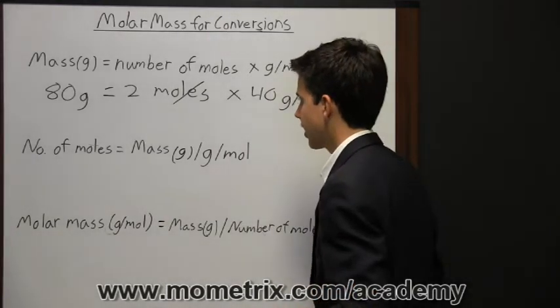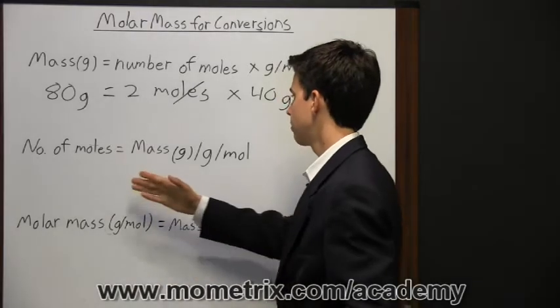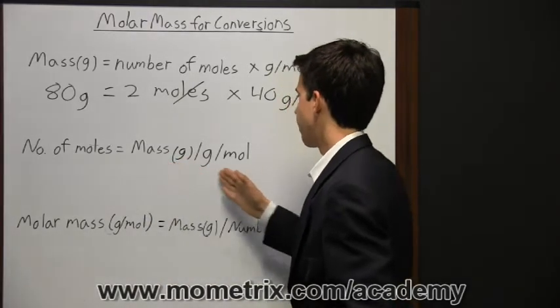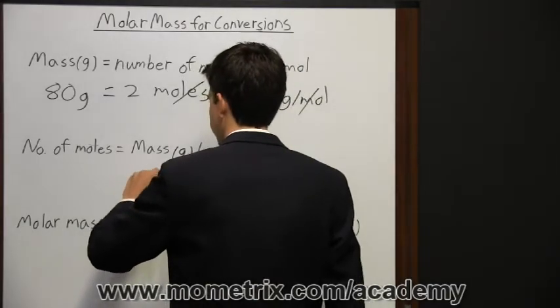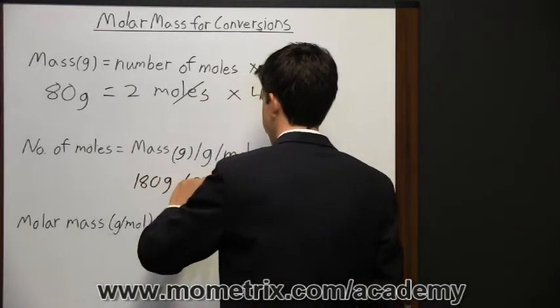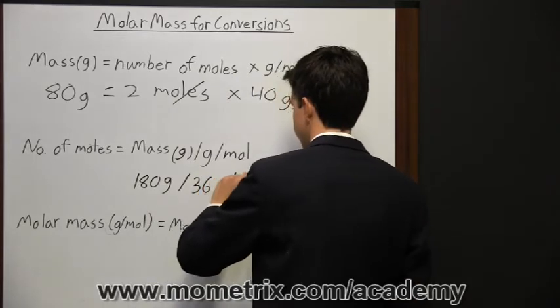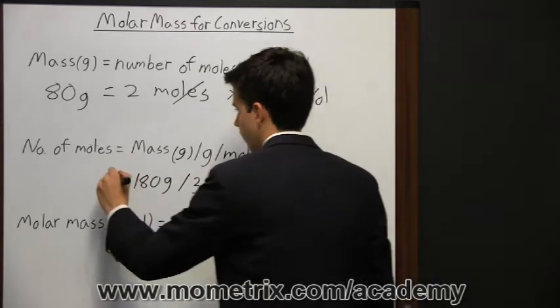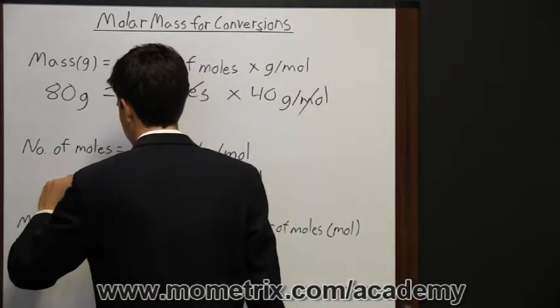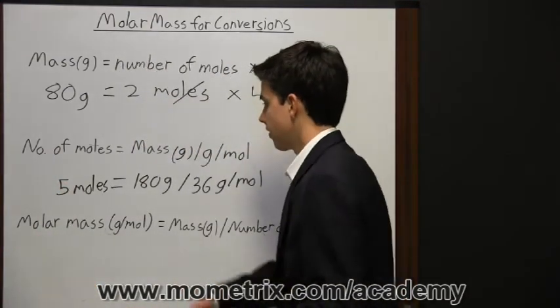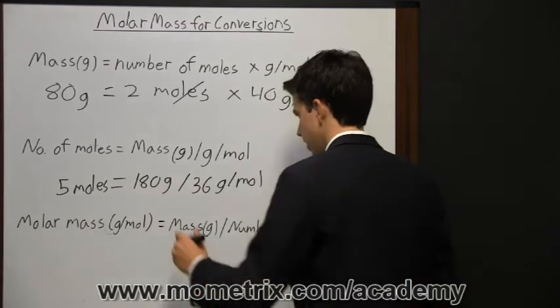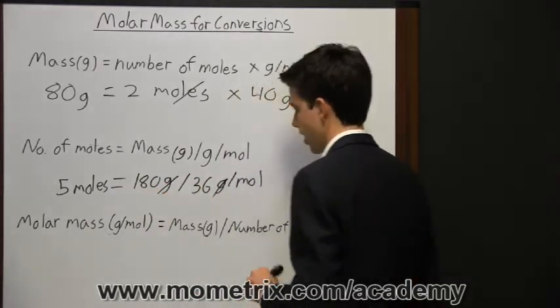Now, in the second equation, we're finding the number of moles by dividing the mass by the molar mass. So say the mass here is 180 grams, and the molar mass is 36 grams over moles, then the total number of moles is going to be 5 moles. And since we're looking for the number of moles, the unit here is obviously going to be moles, but you can see that by crossing out grams.